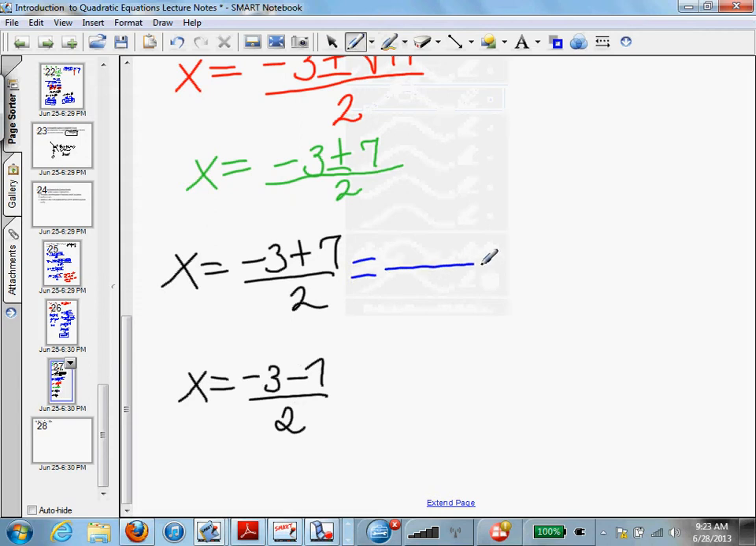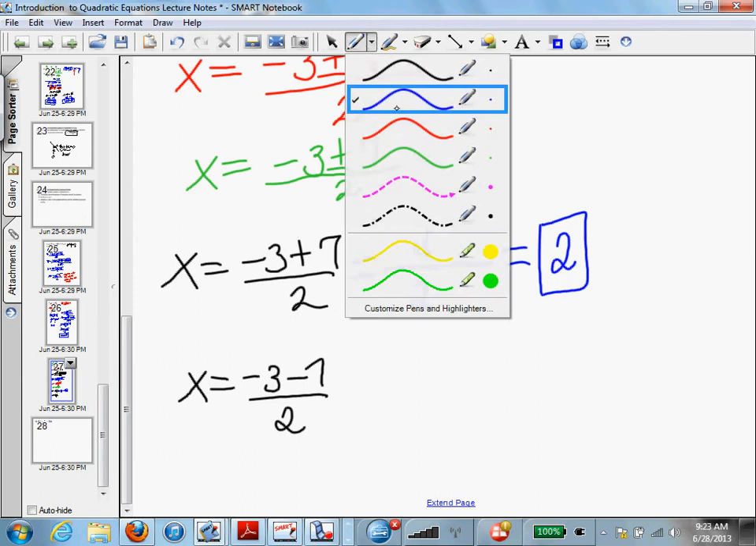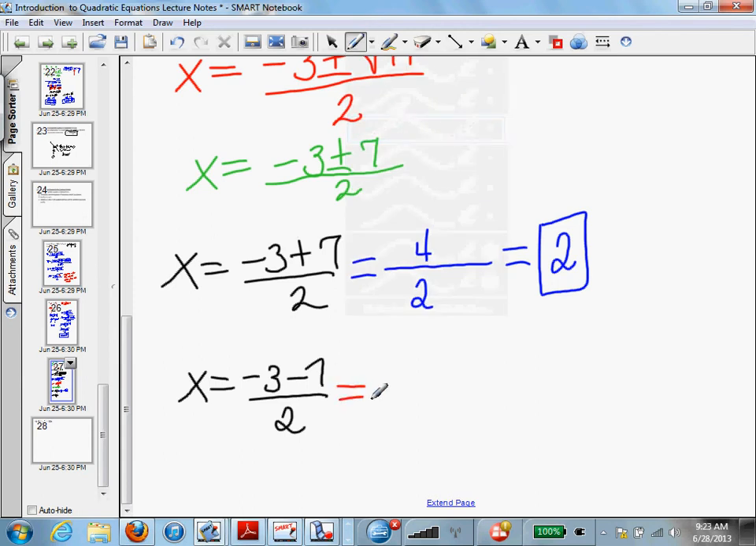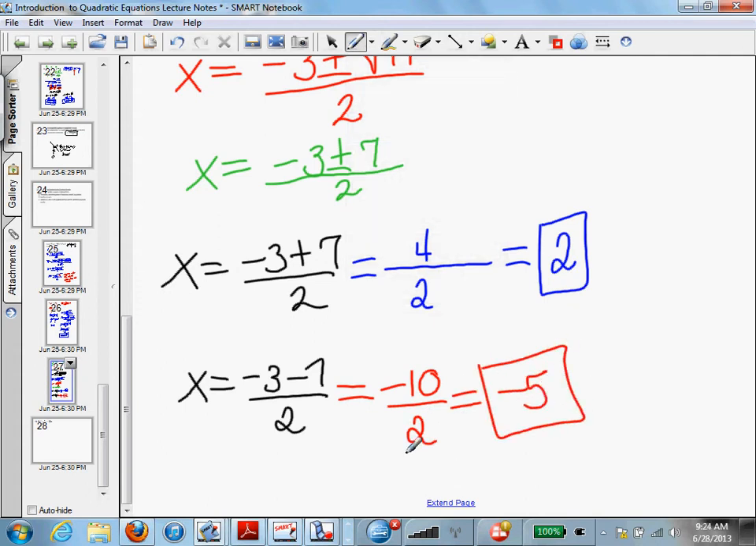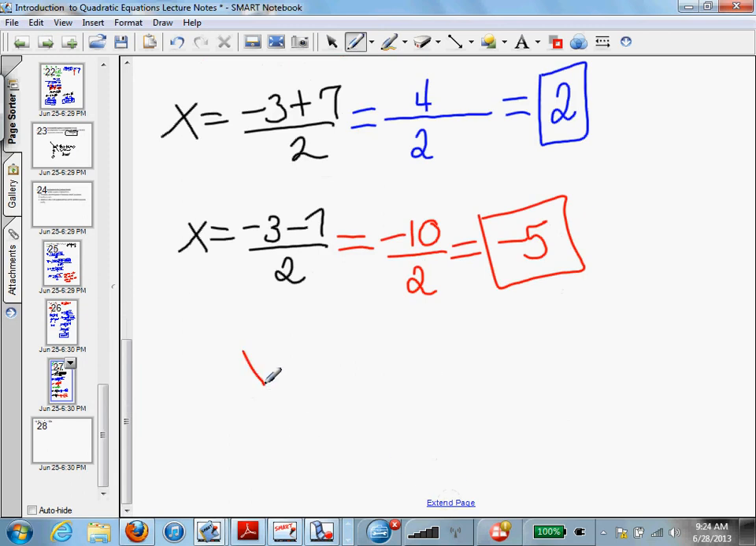For this first part, negative 3 plus 7 is positive 4 over 2, which will simplify simply to 2. And on this bottom one we have negative 3 minus 7 is a negative 10 on top with the 2 on bottom, giving you a negative 5. So your answers for this include x equals 2 and x equals negative 5.